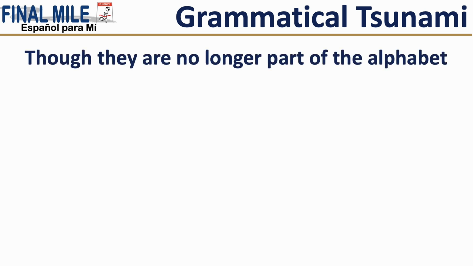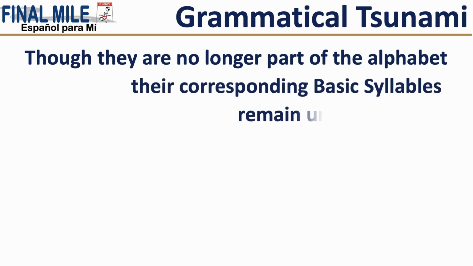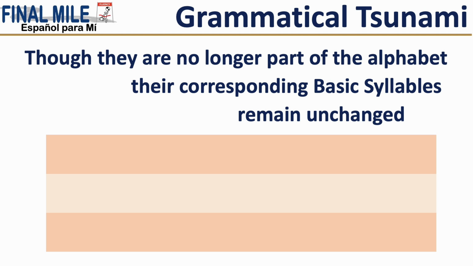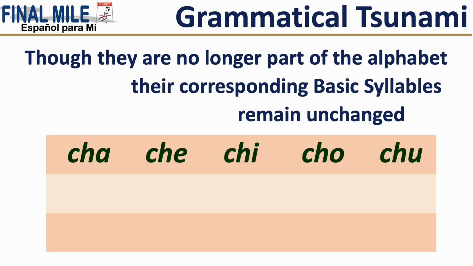So even though they are no longer part of the alphabet as letters, their corresponding basic syllables remain unchanged. They sound the same. The words did not change. They are still there. But now, cha is considered to have 3 letters, not just 2. Okay, so let's pronounce these. It should start to get easier now. Cha, che, chi, cho, chu.